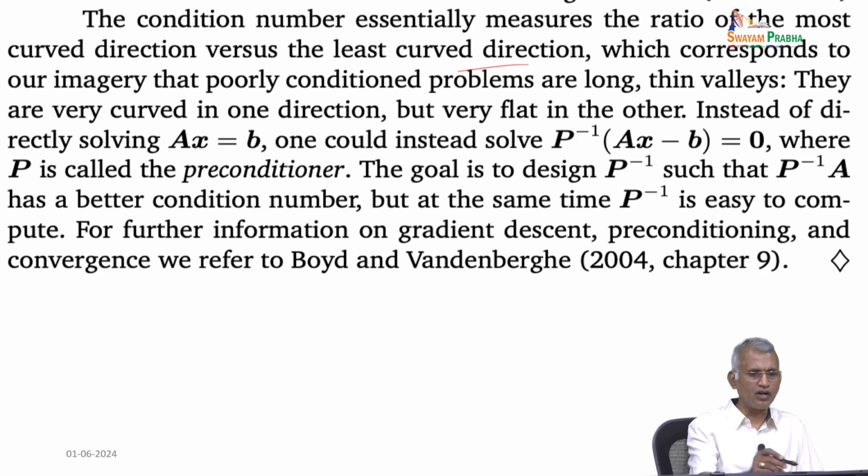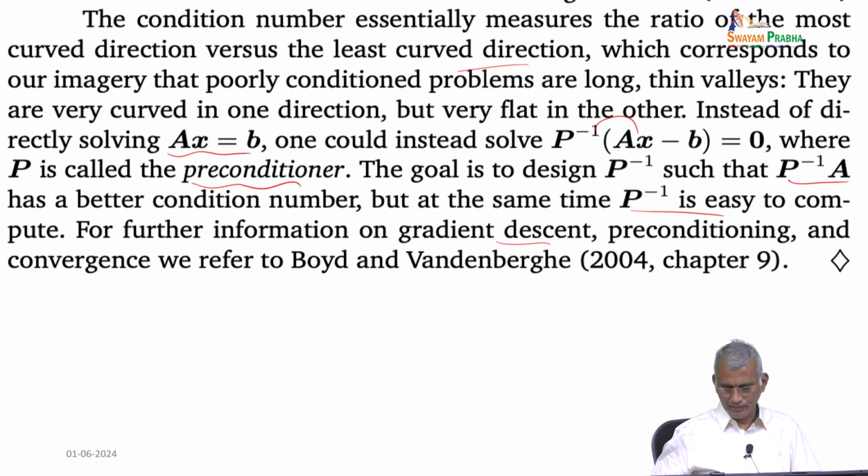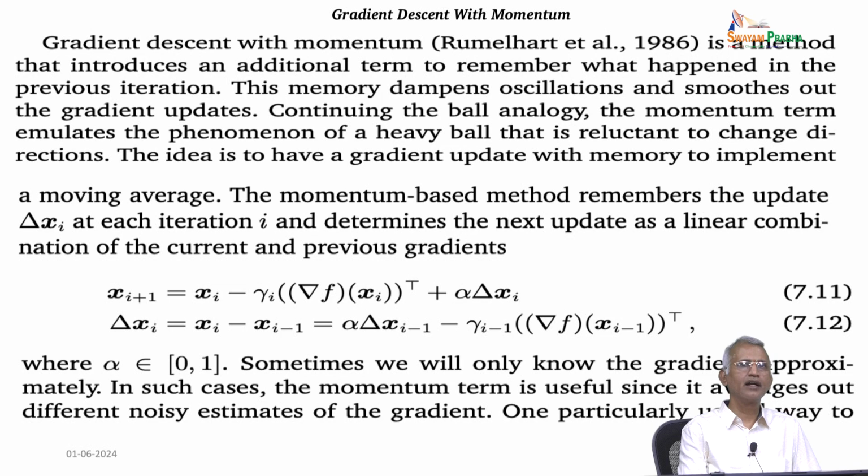Therefore, instead of directly solving Ax equal to b, we solve P inverse of (Ax minus b) equal to 0, where P is called the preconditioner. The goal is to design P inverse such that P inverse A has a better condition number, but at the same time P inverse is easy to compute. For further information on gradient descent, preconditioning and convergence, we refer to Boyd and Vandenberghe in the theory they develop in the chapter. Now, we have gradient descent with momentum.